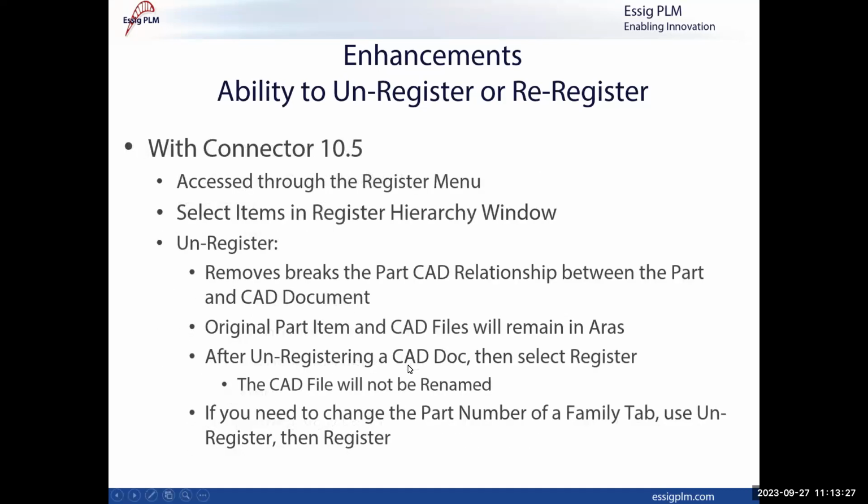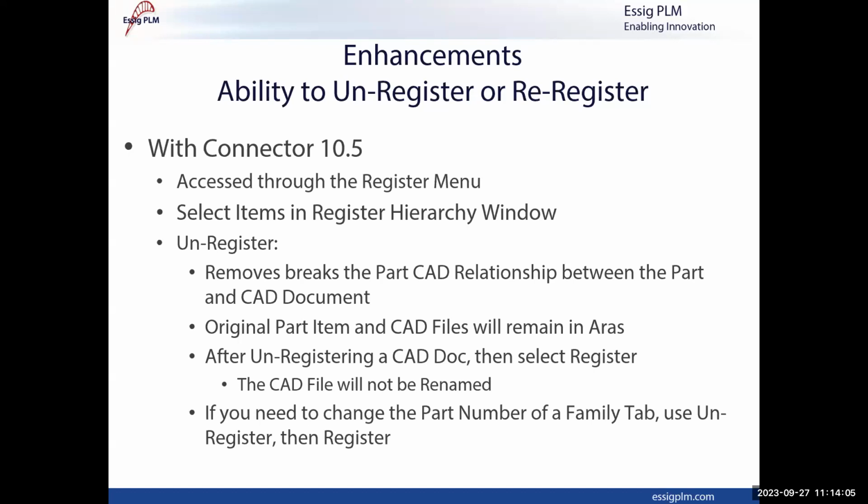The other option is the unregister. Very simplistically, it just breaks the part CAD relationship from the part in the CAD document. Again, everything remains in Aras. It will look at the CAD document as being unregistered. So again, back to the current behavior: if I unregistered something and then selected register and gave it a new production part number, the CAD file is stored in Aras. Do not rename it. That is the behavior of the connector.